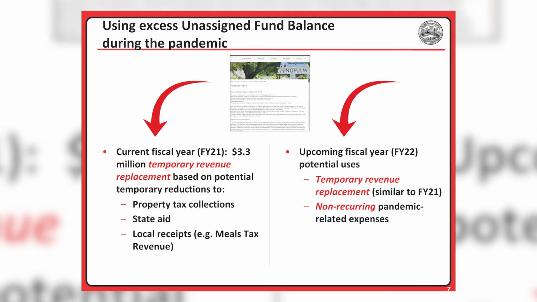For the upcoming year, fiscal year 22, the town could once again apply unassigned fund balance to offset temporary revenue shortfalls. It could also pay for non-recurring expenses related to the pandemic and still remain in conformance with its financial policy.